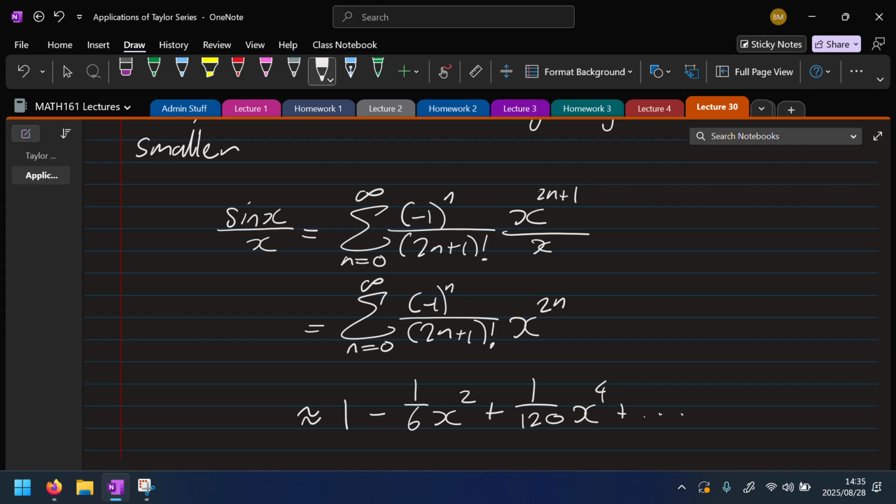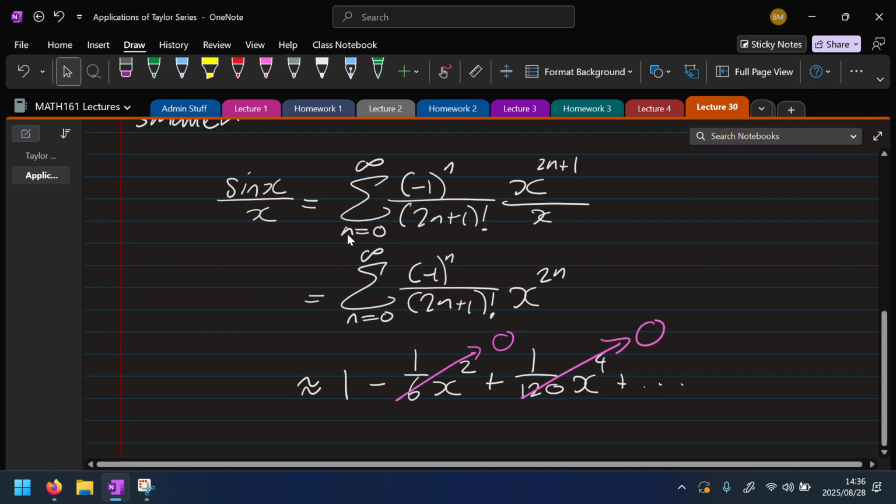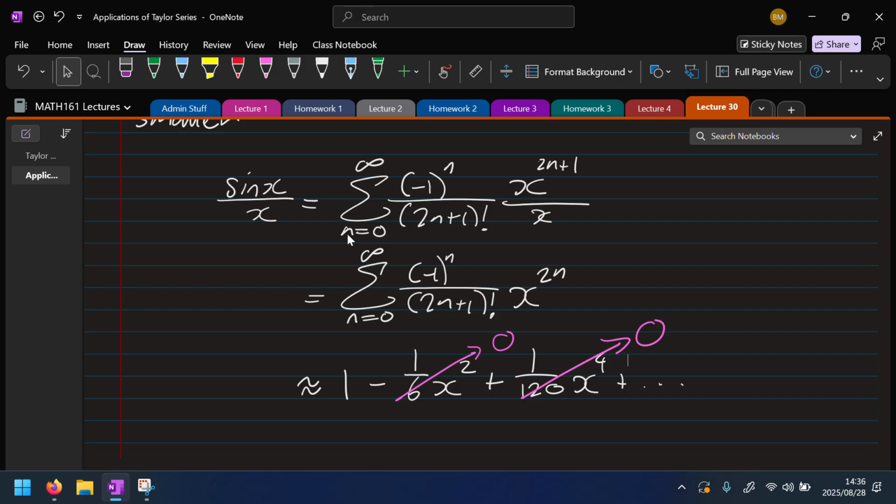So what happens in the limit when x goes to 0? What happens to x squared? x goes to 0, and I'm looking at x squared. What happens? It goes to 0. And x to the 4 goes to 0. And everything after that will also go to 0 in the limit as x goes to 0. So on the left and the right, let's just put limit as x goes to 0, and on the right we just get 1.